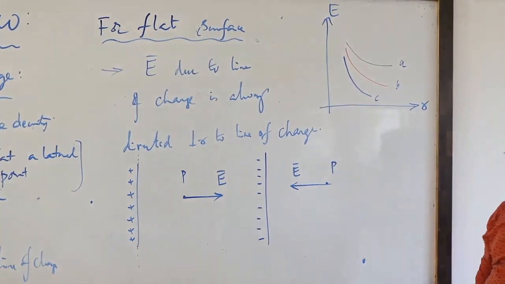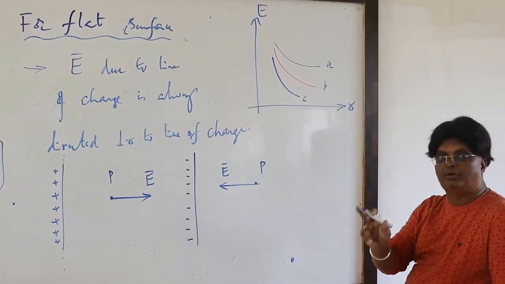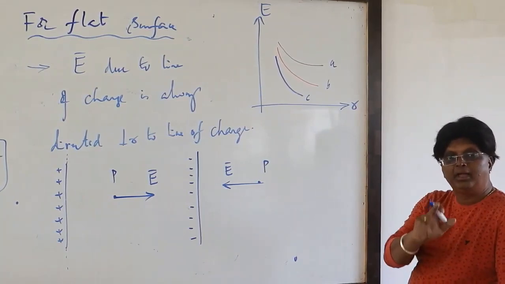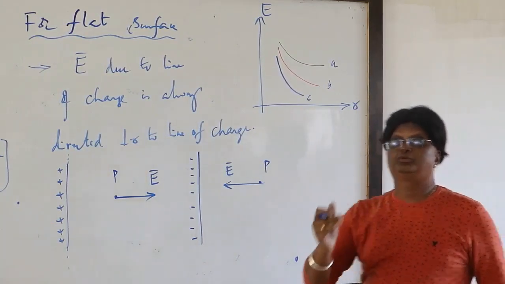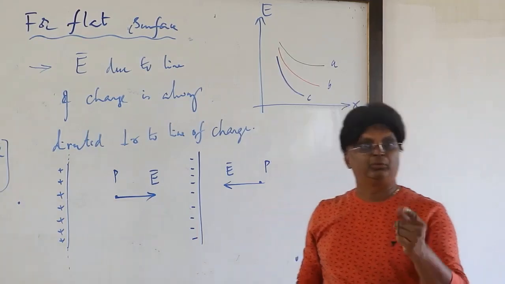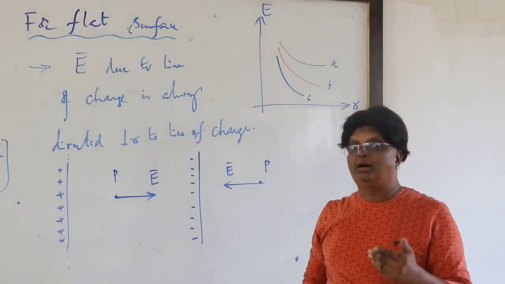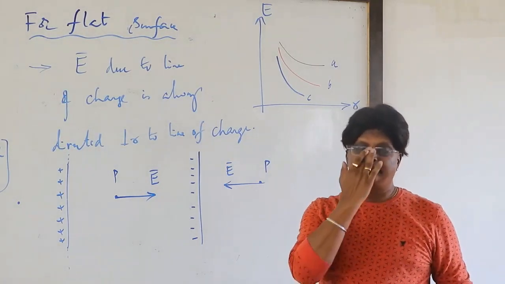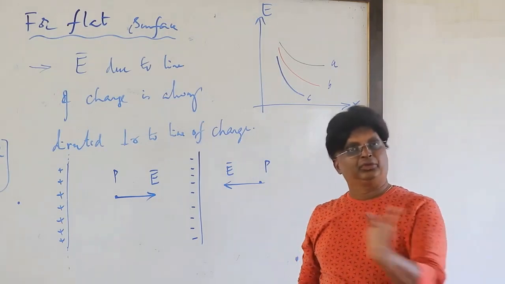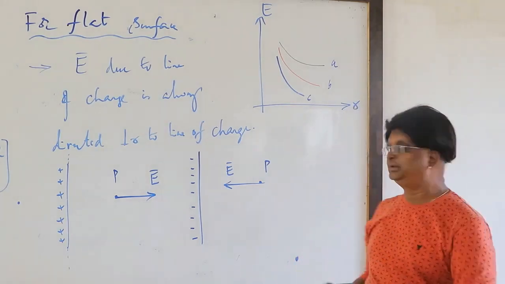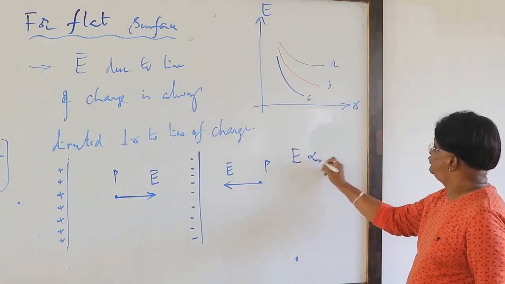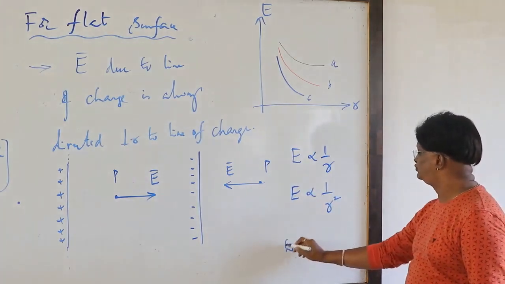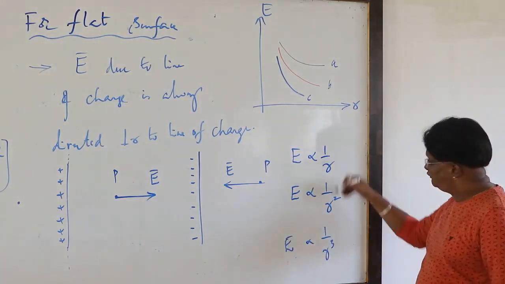Now what was our earlier result? E proportional to 1 by R square for a point charge, 1 by R cube for a short dipole, and E proportional to 1 by R for a line of charge. All are inverse relations with the distance, remember. So for all such cases, we will get curves. Because this is what we have told you earlier, all nonlinear curves: E proportional to 1 by R, E proportional to 1 by R square and E proportional to 1 by R cube. All we will get are curves.